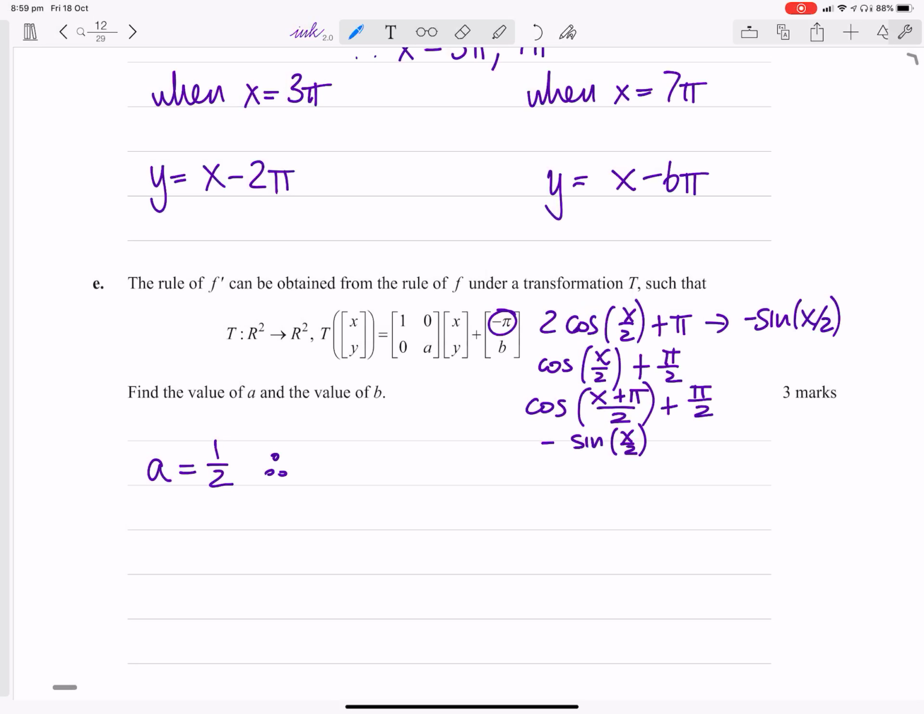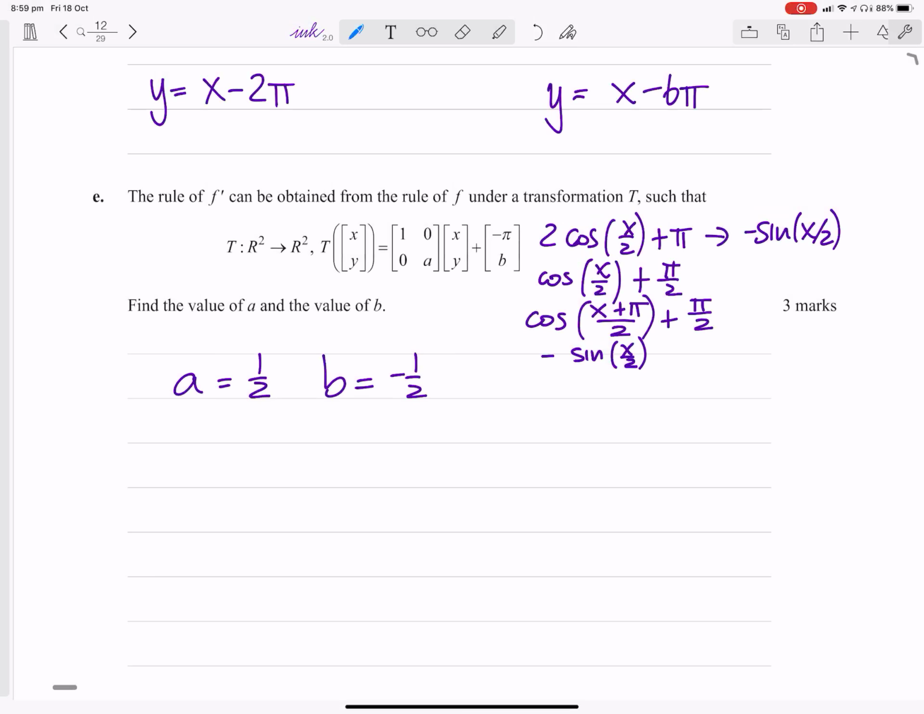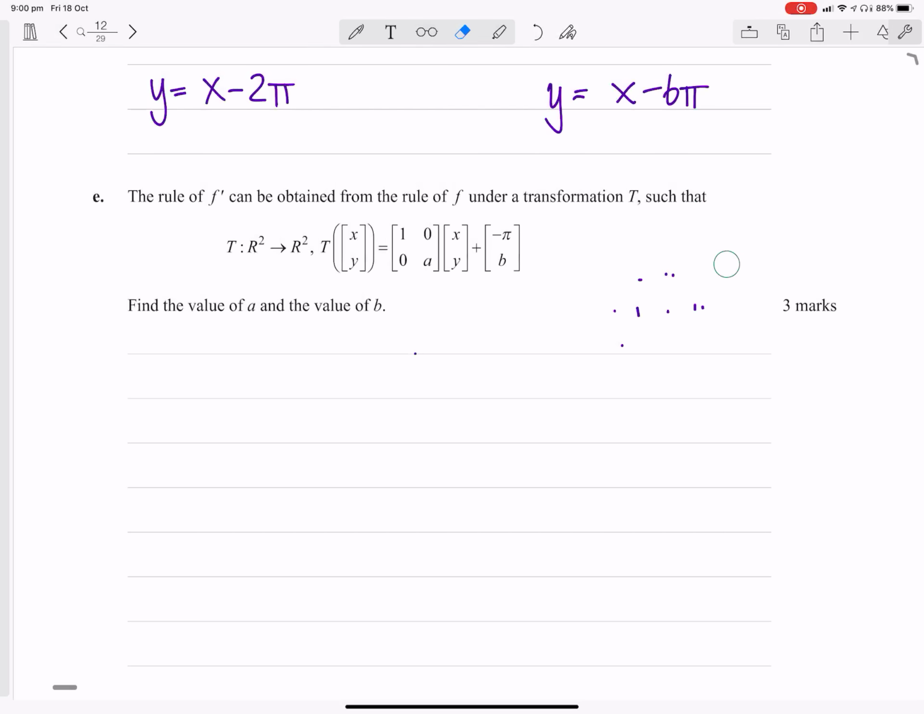So therefore, b must equal... so if we apply a dilation factor of a half, if a is a half and b is negative a half, we would end up with the same graph. Like this would become this. Okay, let's try show it mathematically.